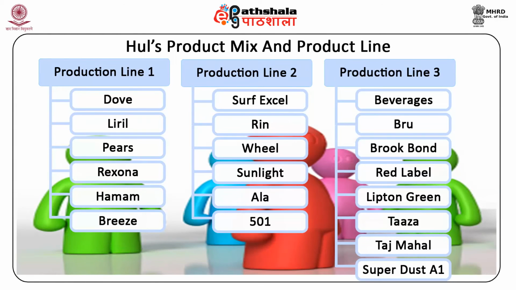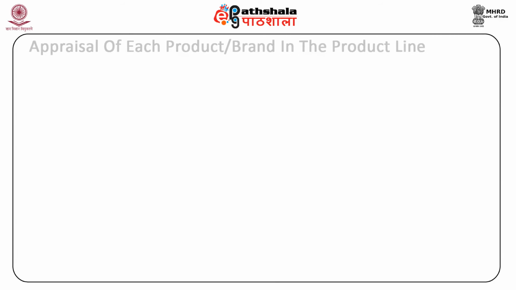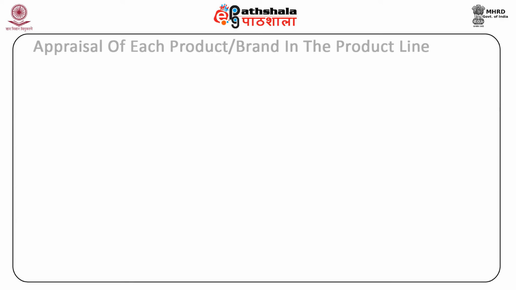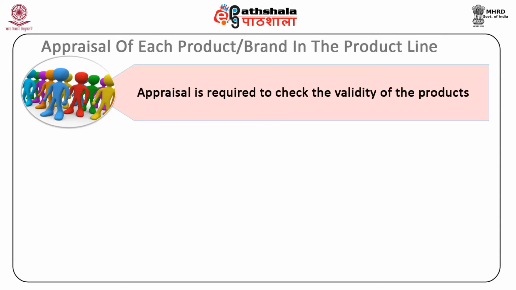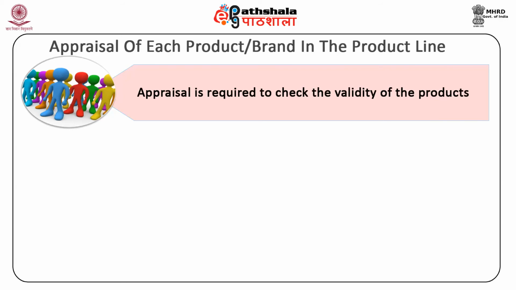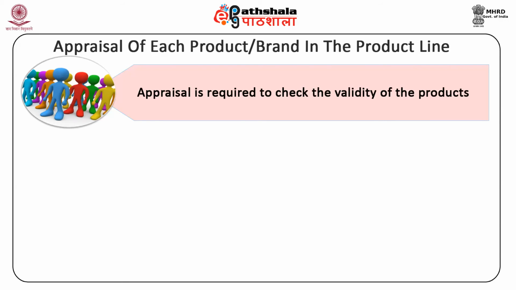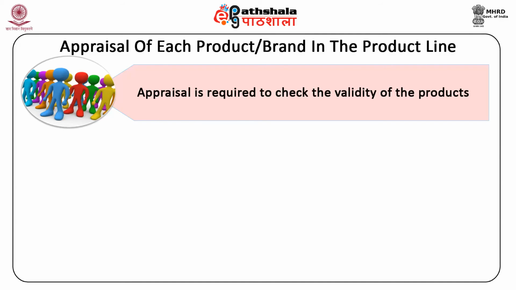Hindustan Unilever's product mix and product line is as follows. Next, we will discuss appraisal of each product or brand in the product line. It is very important for a growing business to undertake constant appraisal of its existing product lines. Appraisal is required to check the validity of the products in light of the changes in business environment and the competitive forces. With time, some of the products become obsolete, while at times the entire product line may become outdated.